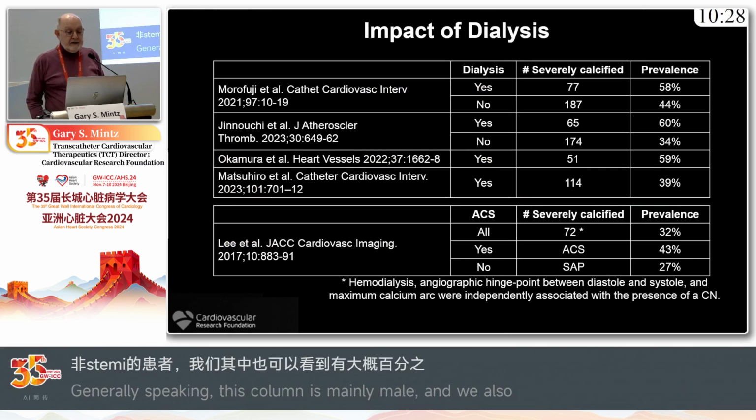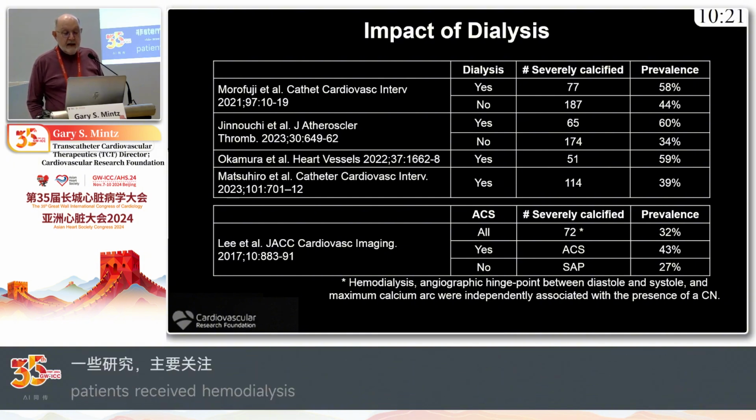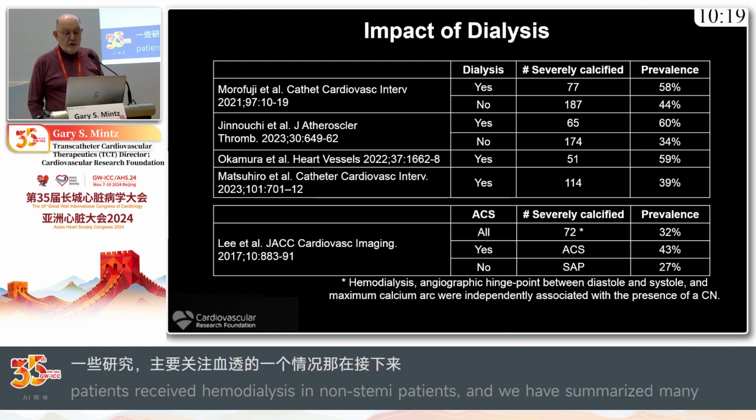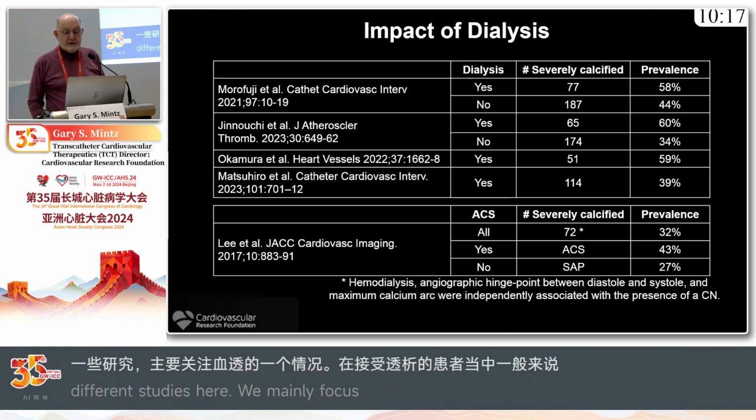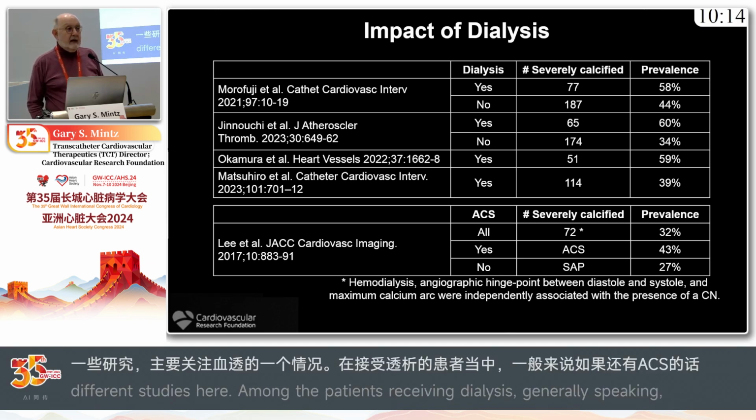This summarizes many studies looking at the impact of hemodialysis, and you can see that if a patient is on dialysis and presents with an acute coronary syndrome, the prevalence of a calcified nodule can be as high as 60%.